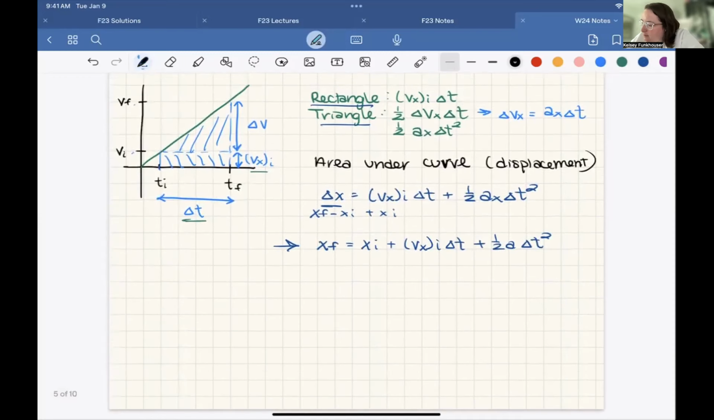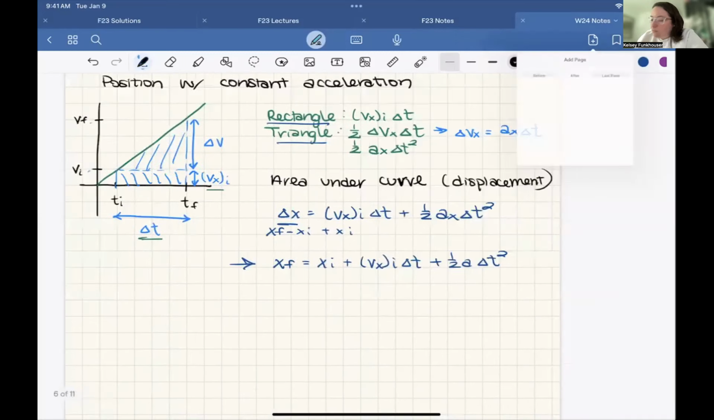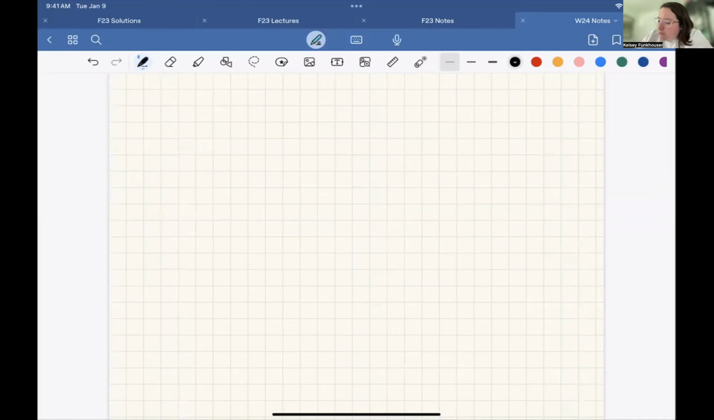One second, run out of space. Last one is velocity and displacement with constant acceleration. These are all with constant acceleration, if you didn't notice. And zero acceleration also counts as constant acceleration.